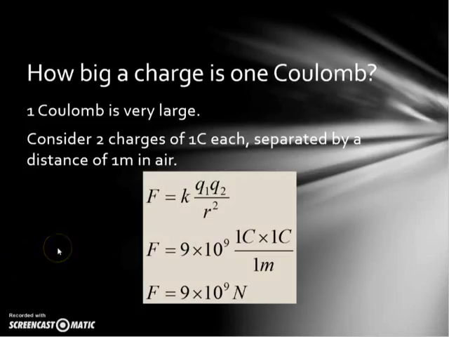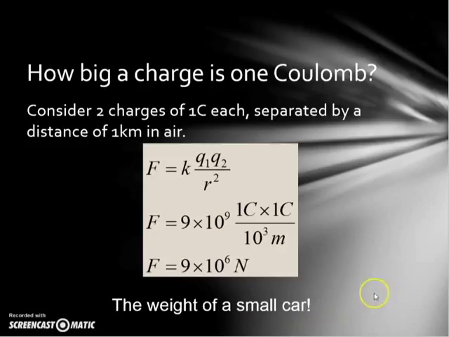Now, a coulomb is extremely large. If we consider two charges, each 1 coulomb, separated by a distance of 1 meter in air. All right, we plug it into our equation here. We know that K is equal to 9 times 10 to the 9, 1 coulomb and 1 coulomb over 1 meter. We get this guy here, and it's saying that force is equal to 9 times 10 to the 9 newtons, which is actually the weight of a small car. So it's extremely huge.